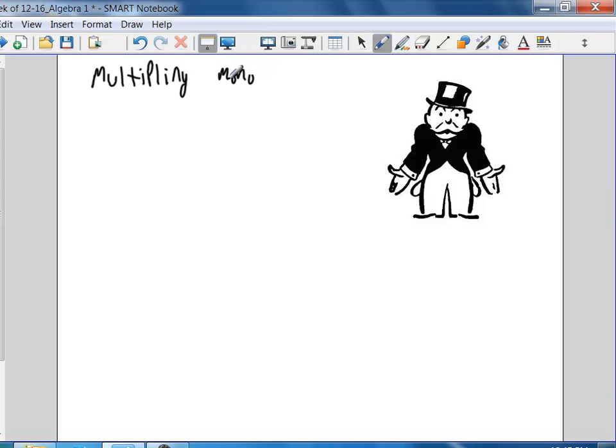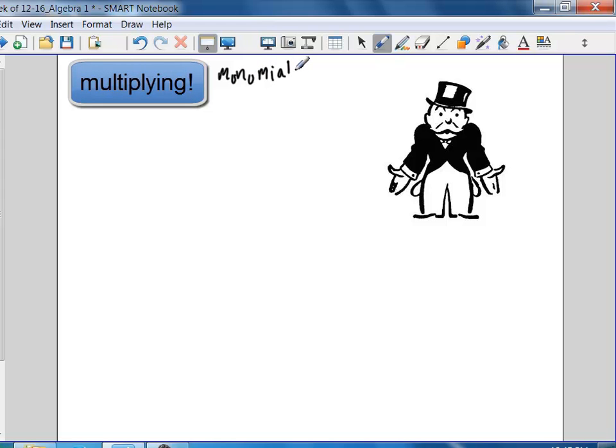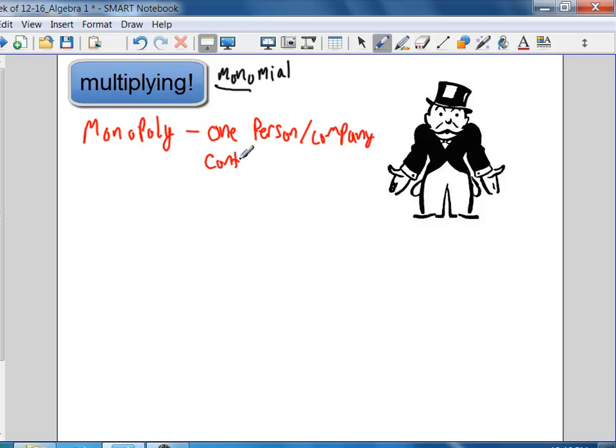Monomials. Does anybody know what the prefix mono stands for? Why do I got this guy here? What game is he from? He is from the popular game Monopoly. In Monopoly, when someone's winning and they're doing real well, what's basically happening? Well, in Monopoly, and this is a loose definition, one person or company controls everything in that market, that's controlling the market share. So mono means one.